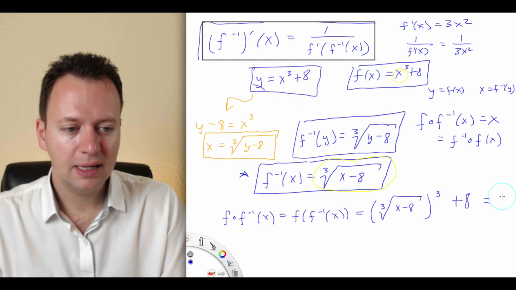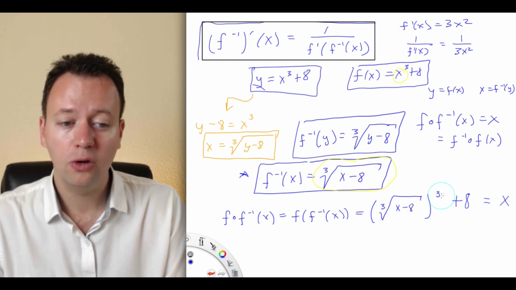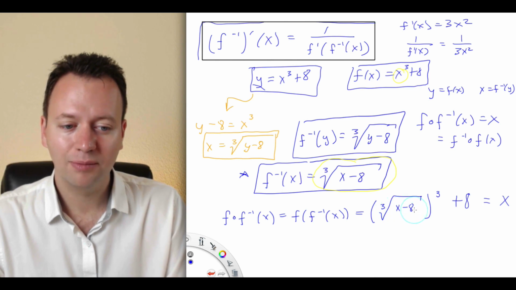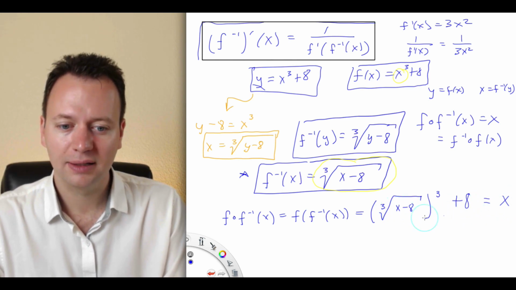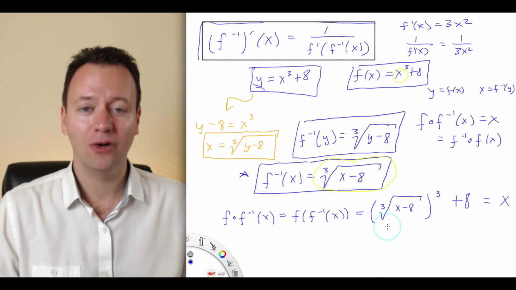Now, as you can see, this is equal to x, right? If you do the cubed root of something and then we cube it, we just get the something. So it's x minus 8 plus 8 equals x. So that verifies this relationship that this is indeed the inverse function.